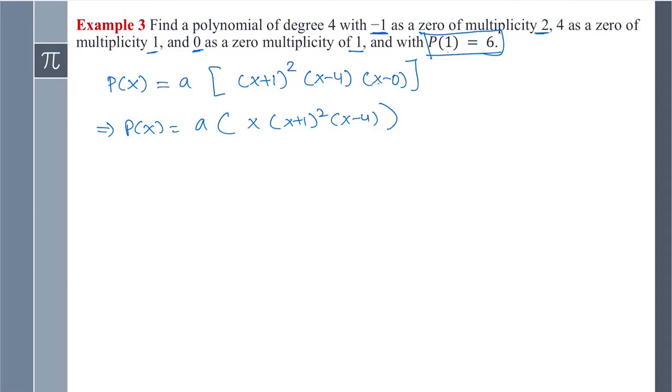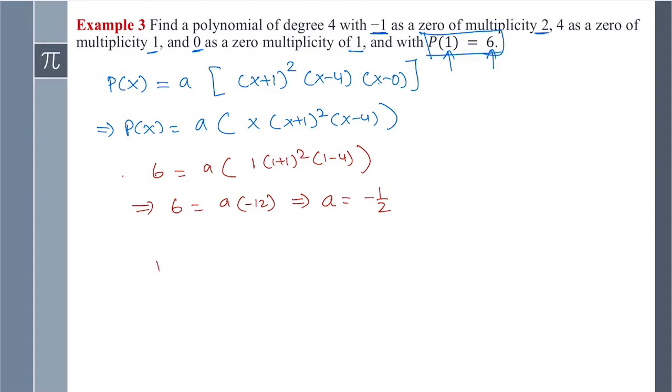So this says when x is 1, the value of the polynomial function is 6. So we are going to use that. So p of x is 6 when x is 1. So a times 1 times 1 plus 1 squared times 1 minus 4. And that gives us 6 equals a times, so this is 2 squared is 4 times negative 3 is negative 12. And then if we divide by negative 12, we get a equals negative 1/2.